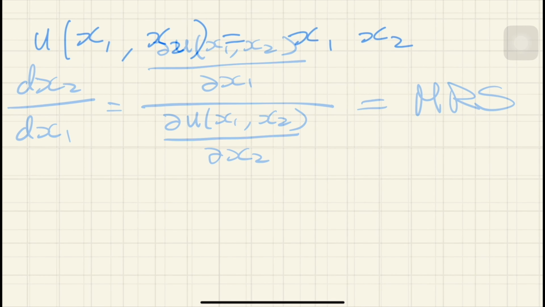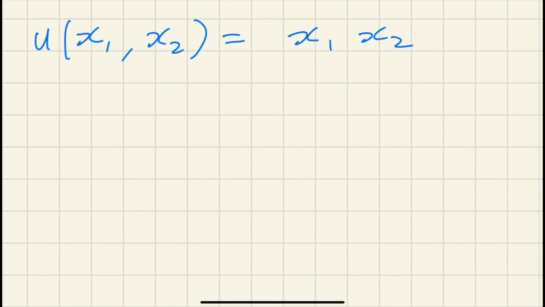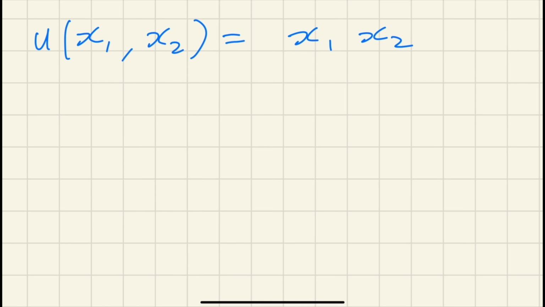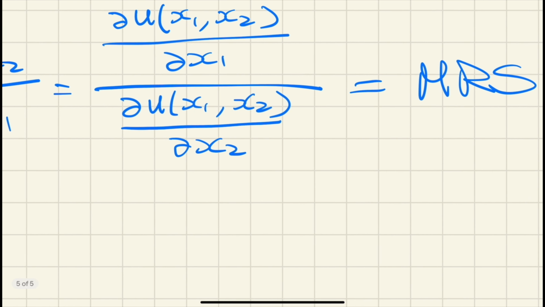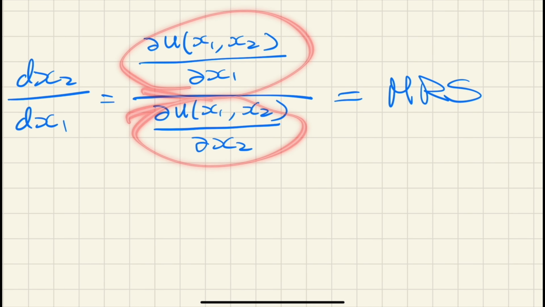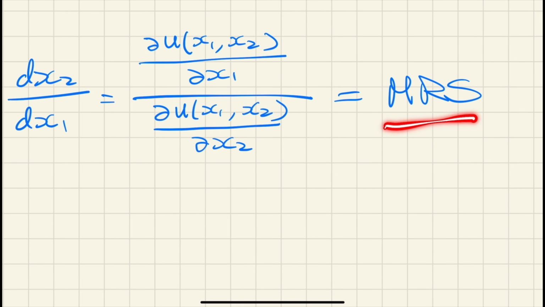Let me give you an example now. So this is one of the utility functions that you probably encounter when you study microeconomics. And so what we have to do here is to find the partial derivative with respect to x1 and with respect to x2 to find the marginal rate of substitution that we are given here. So we have to find these two parts separately so that we combine them together to find the marginal rate of substitution.